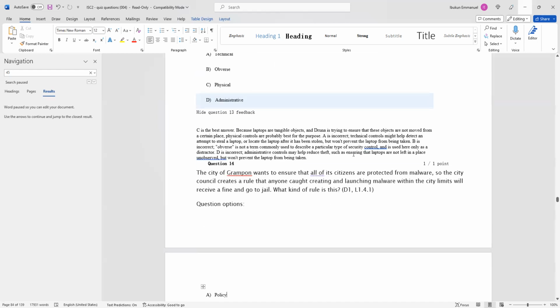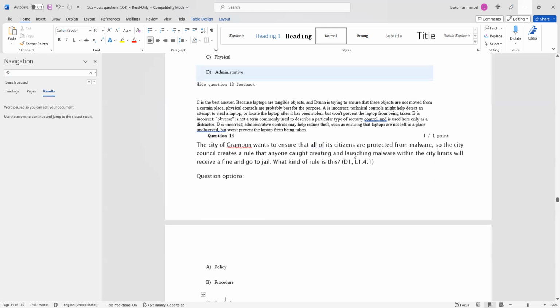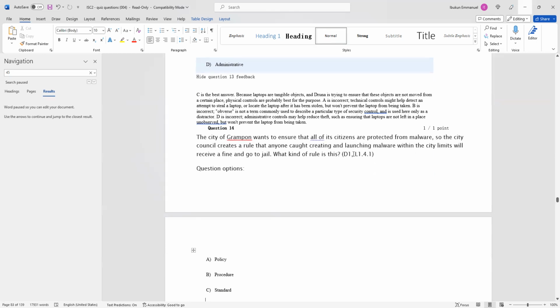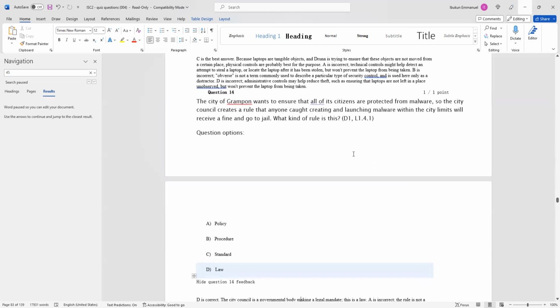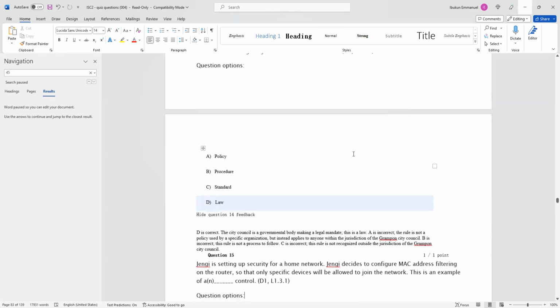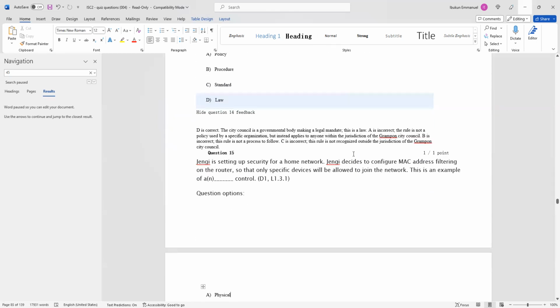This city wants to ensure that all of its citizens are protected from malware, so they create a rule that anyone caught creating and launching malware will receive a fine and go to jail. What kind of rule is this? That is a law, as we know. It's not a procedure or a standard or a policy. They've created a rule. A rule is a legal mandate.